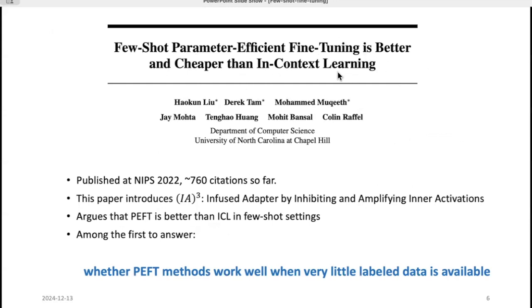It sounds a little bit counterintuitive in the beginning because I think the majority just think that in-context learning is maybe the most efficient and cheaper than the fine-tuning one, right? This paper is published in NeurIPS 2022, and is highly cited so far. And this paper introduced IA3.